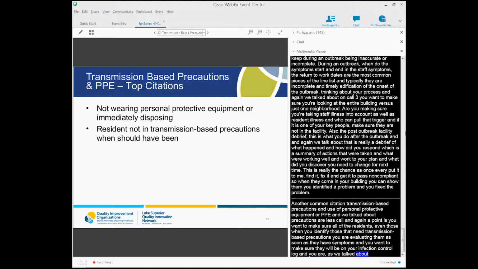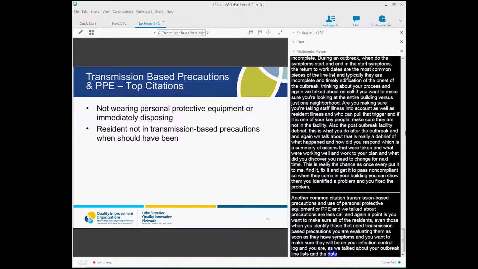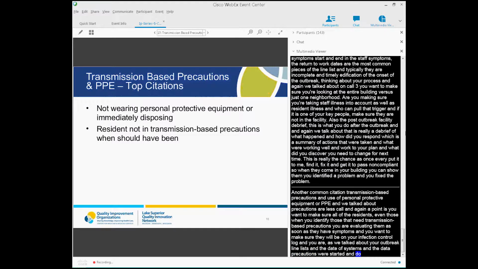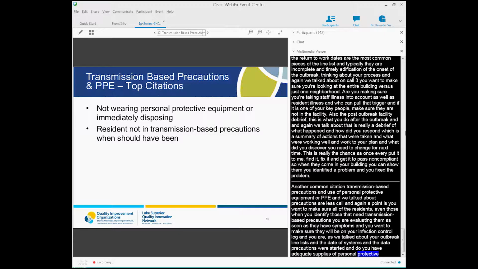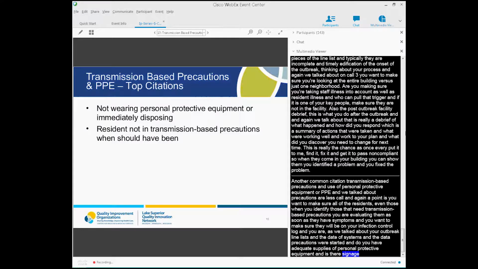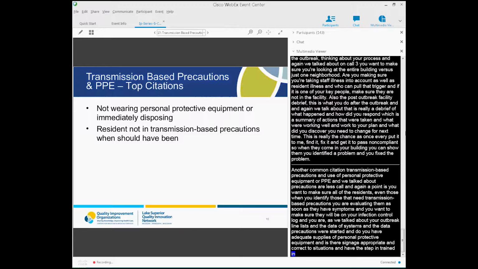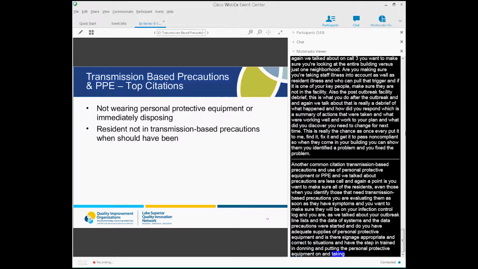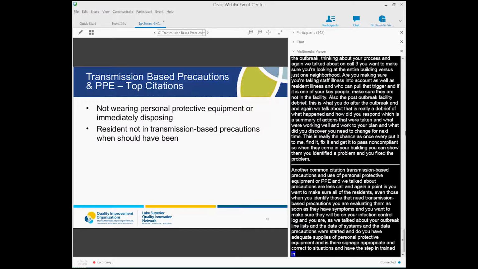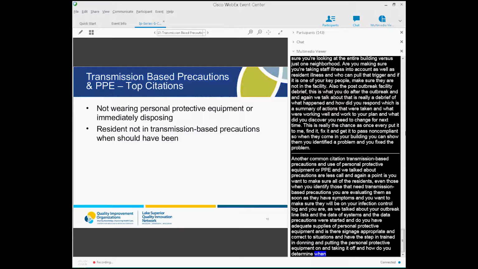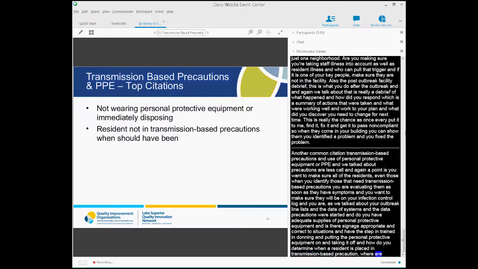Do you have adequate supplies of personal protective equipment? Is your signage appropriate and correct to the situation? Has the staff been trained in donning and doffing, putting the personal protective equipment on and taking it off? And how do you determine when a resident is placed in transmission-based precautions? Where are you documenting that evaluation, as well as when you determine that they can come out of transmission-based precautions?